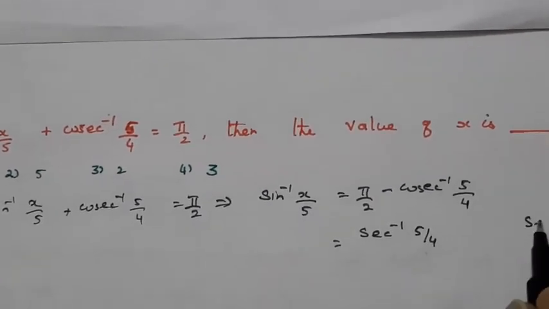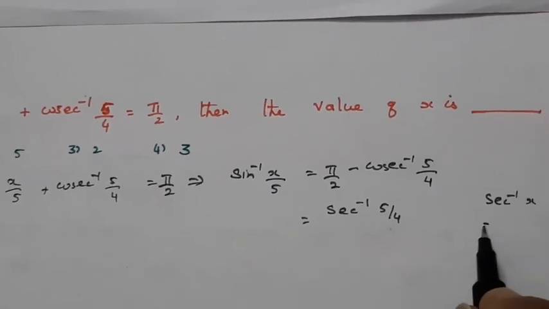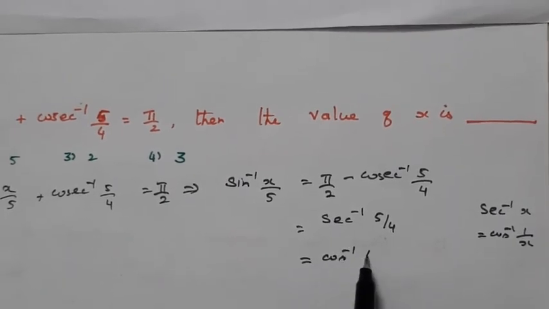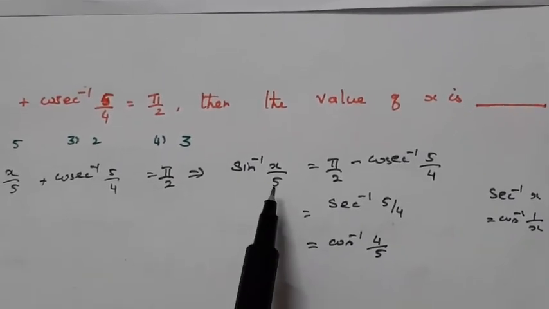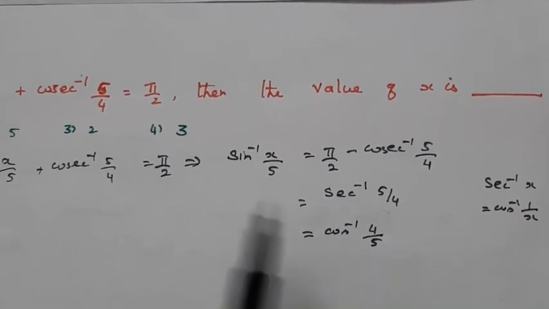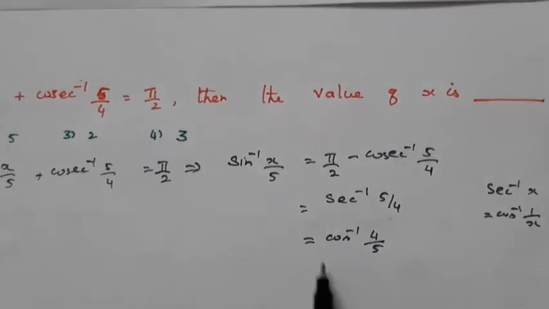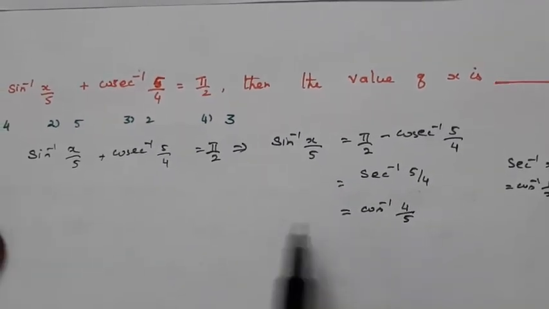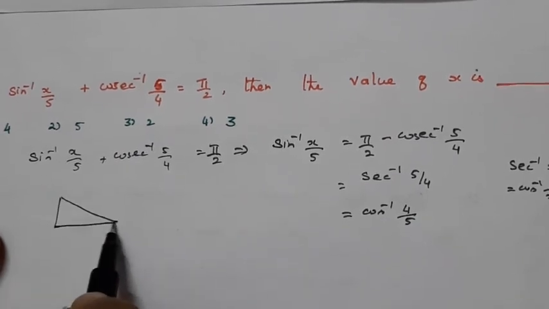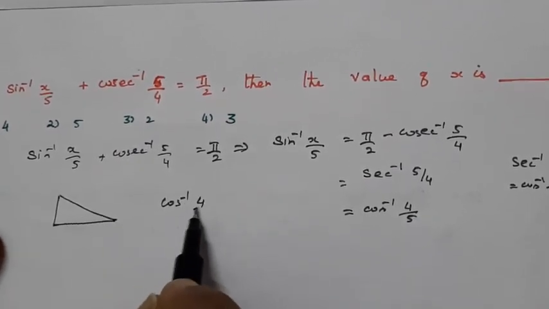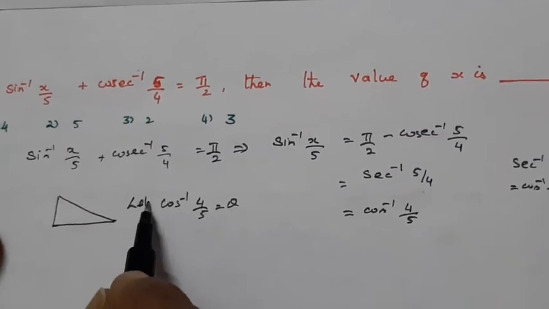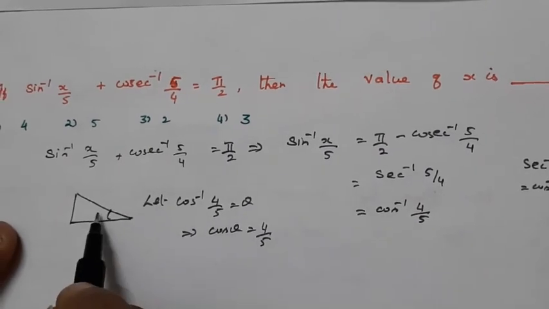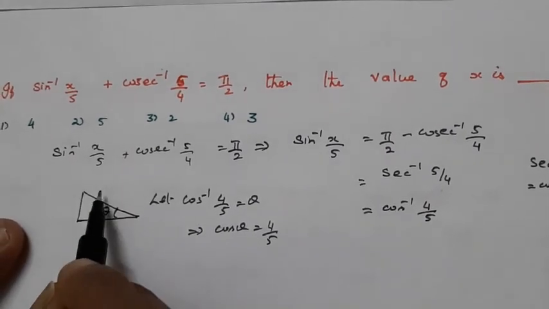And you know that secant inverse of x is equal to cos inverse of 1 by x. So, it can be written as cos inverse of 4 by 5. So, sin inverse of x by 5 is now equal to cos inverse of 4 by 5 from the given equation. So, let us construct a right angle triangle, to get the value of x, taking cos inverse of 4 by 5 to be theta. So, this implies that cos theta is equal to 4 by 5. So, by taking the acute angle to be theta, that is 4 and here it is 5.